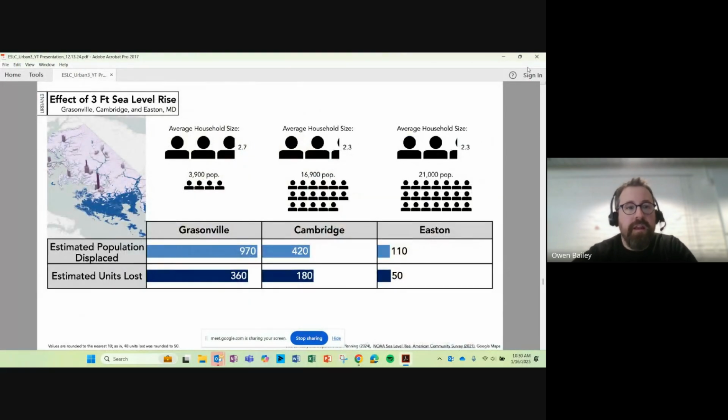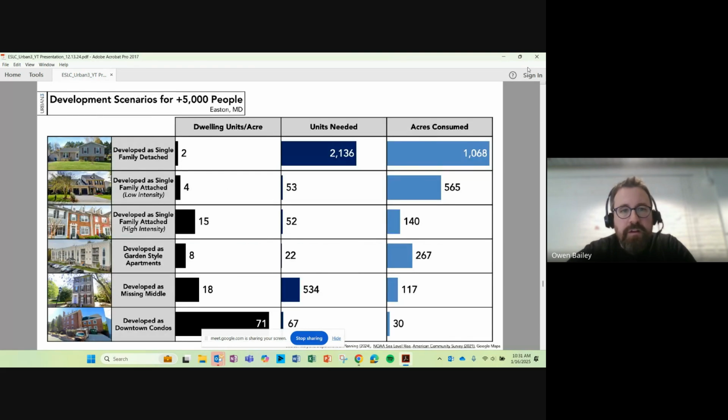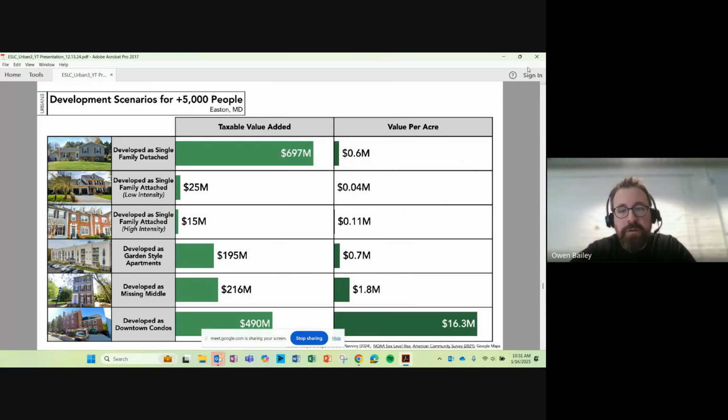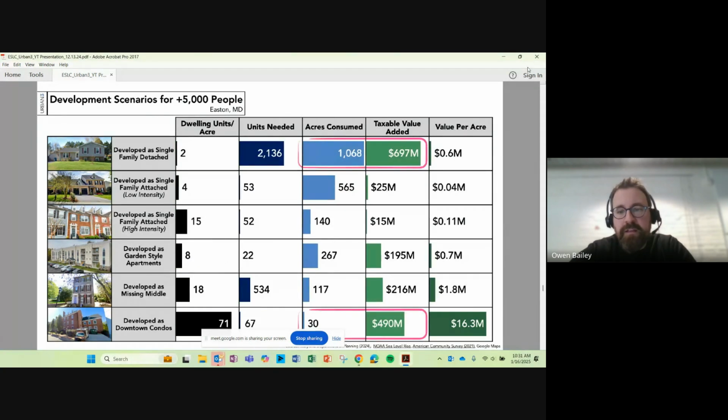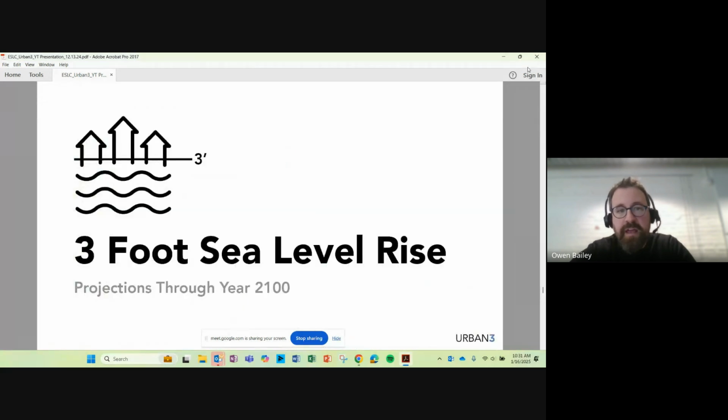If we put in an extra 5,000 people, let me get there. This is the slide I wanted to show you. These are our choices that we can make. We can continue to build single-family detached homes and consume more acres at less value, or we could switch development types to a more historical development and develop the same amount of units on less land with more value. Again, this is just more data showing that we have some tough choices, but thankfully we have data to look at.